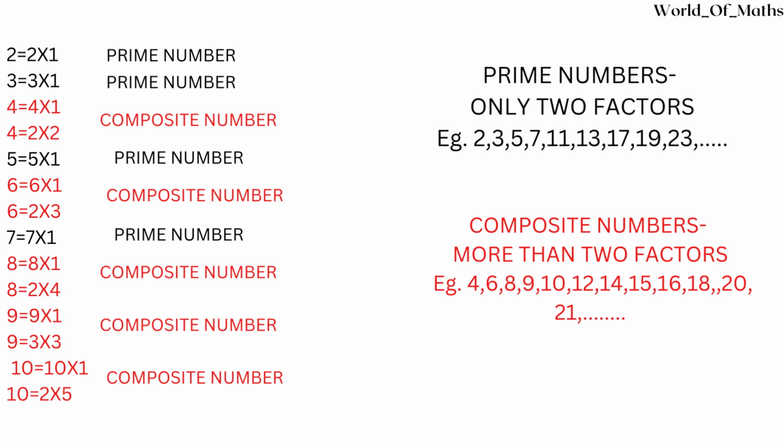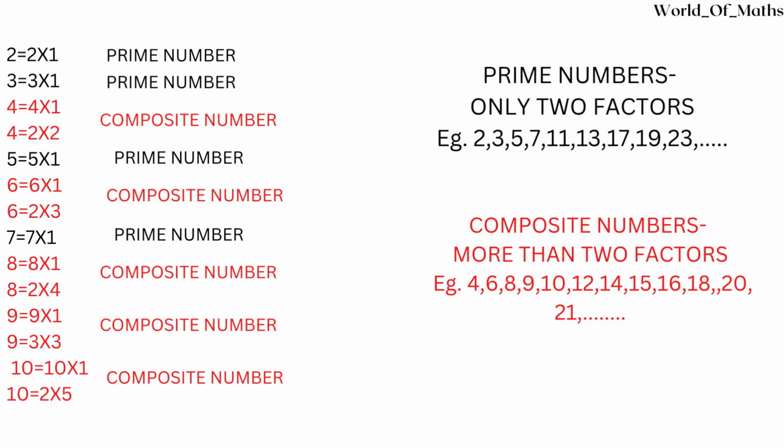We can express 2 as the product of 2 multiplied by 1. The factors of 2 are 2 and 1. Number 3 can be expressed as the product of 3 multiplied by 1, and the factors of number 3 are 3 and 1. We have seen the numbers which have only two factors are prime numbers.